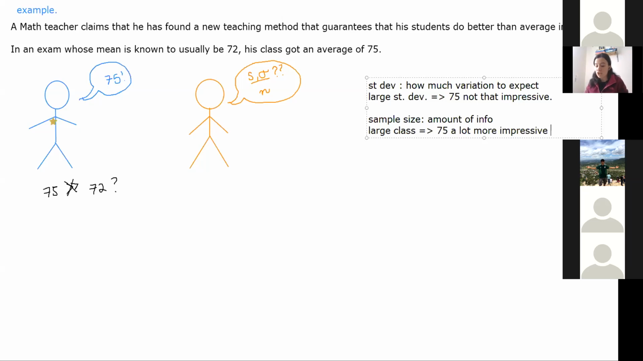Okay, so what I'm saying is just that if the sample size is larger, we should expect the results to be a lot closer to the actual mean for the whole population. And so if I get a result that deviates from the mean for the whole population, then that's a lot more impressive, and it might not be caused just by chance, but rather by something else, right? So it might actually mean that his method is better.